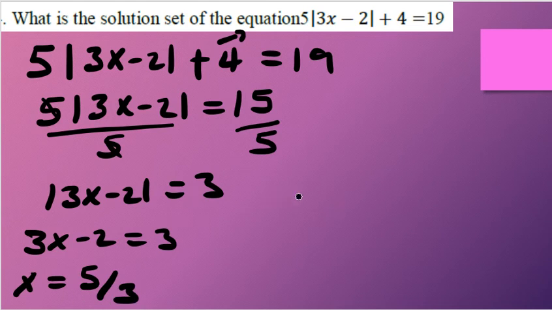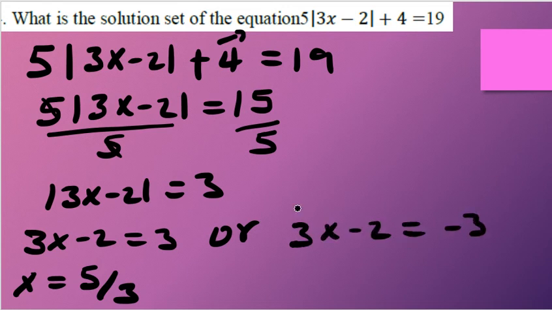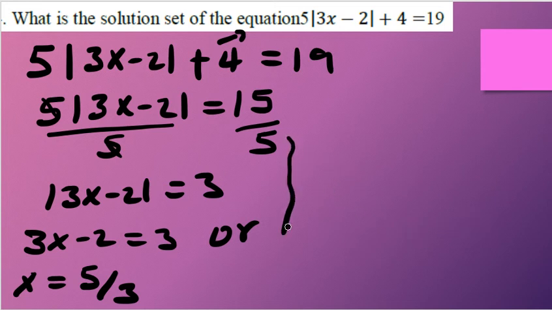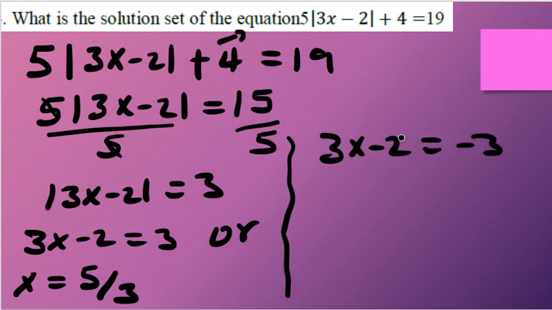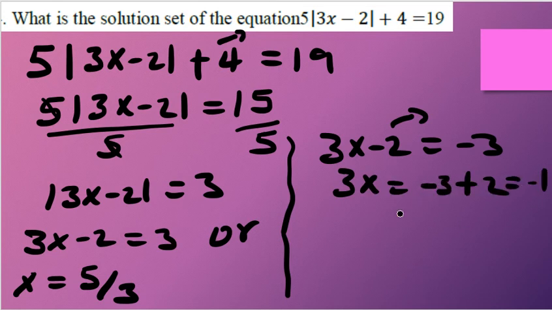The second answer, again, I can say here, or 3x minus 2 is equal to -3. Let me write it somewhere upper because I have space. The other outcome is 3x minus 2 is equal to -3. So I'm going to shift the 2 to the other side. 3x is equal to -3 plus 2. -3 plus 2 will be -1, you know. Then divide by 3 on both sides. So the x value is equal to -1/3.